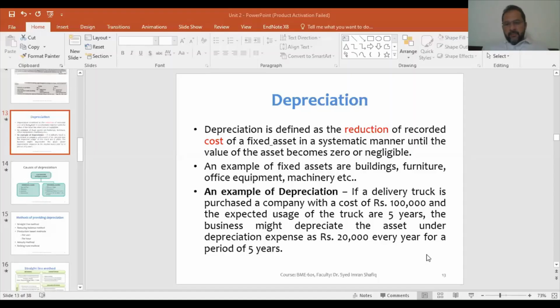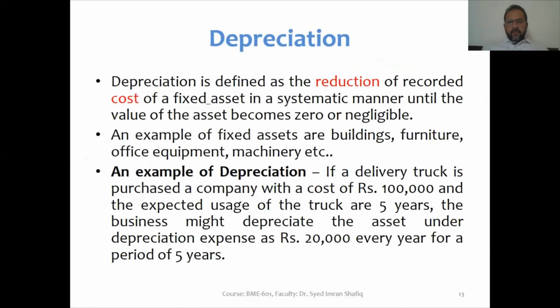So the next topic in financial management is depreciation. We have heard this term a lot of times. Depreciation in simple words means that the value of any asset keeps on decreasing with the passage of time. The formal definition is: depreciation is defined as a reduction of recorded cost of a fixed asset in a systematic manner until the value of the asset becomes zero or negligible.